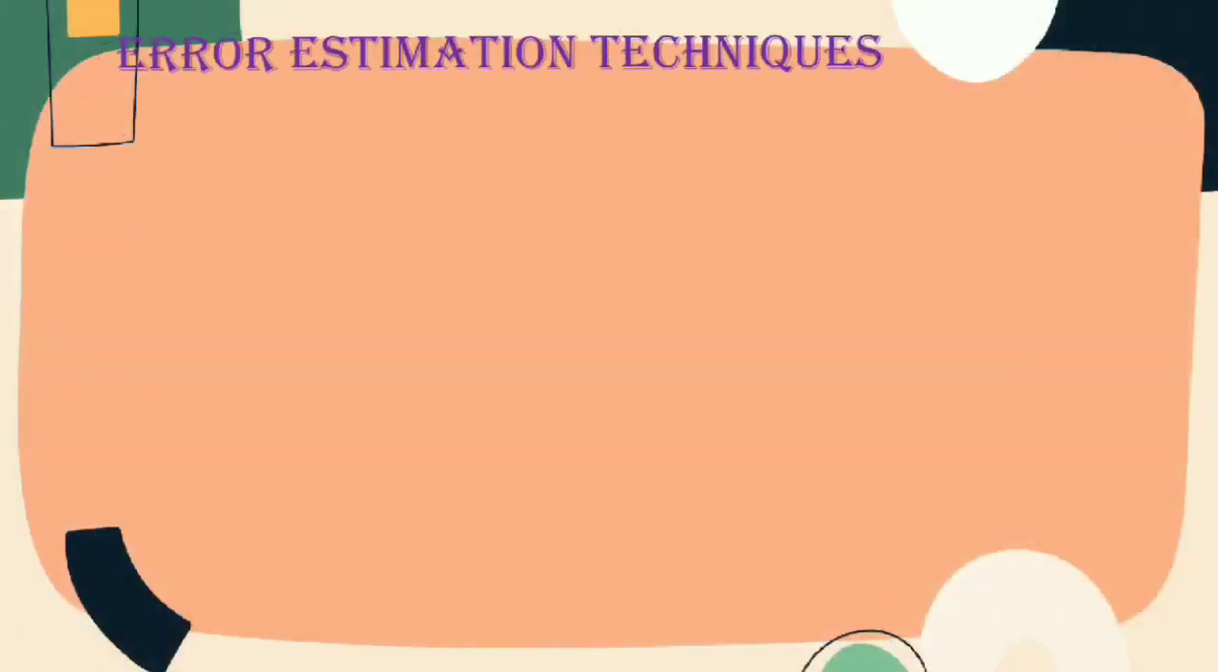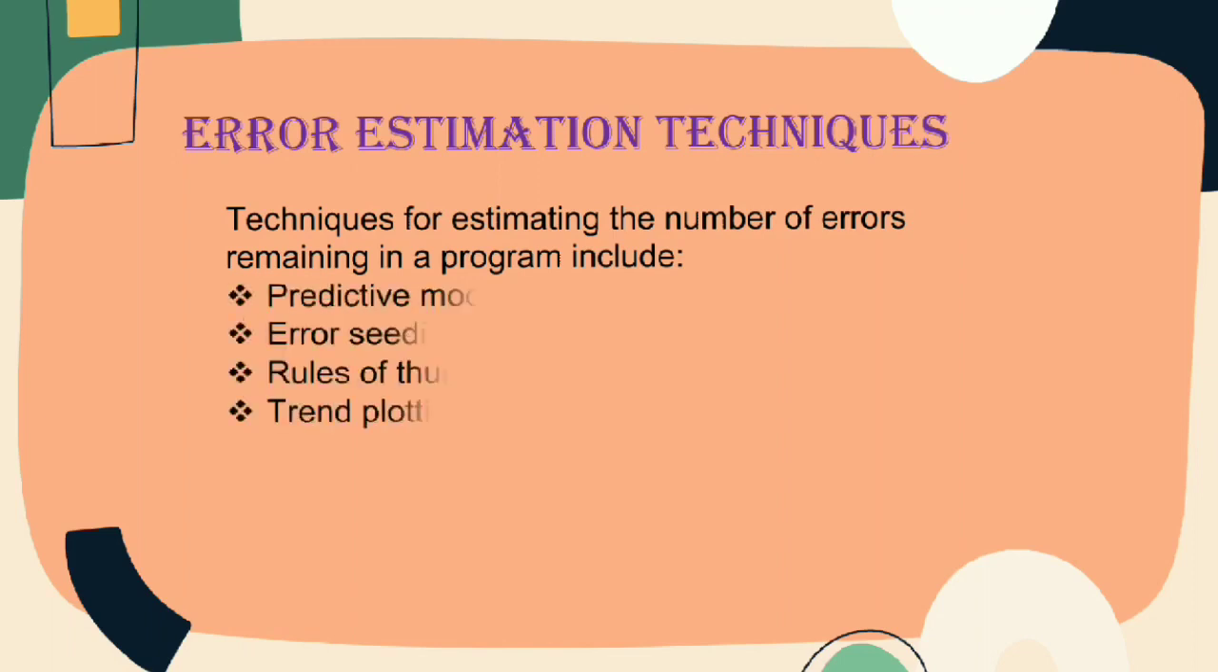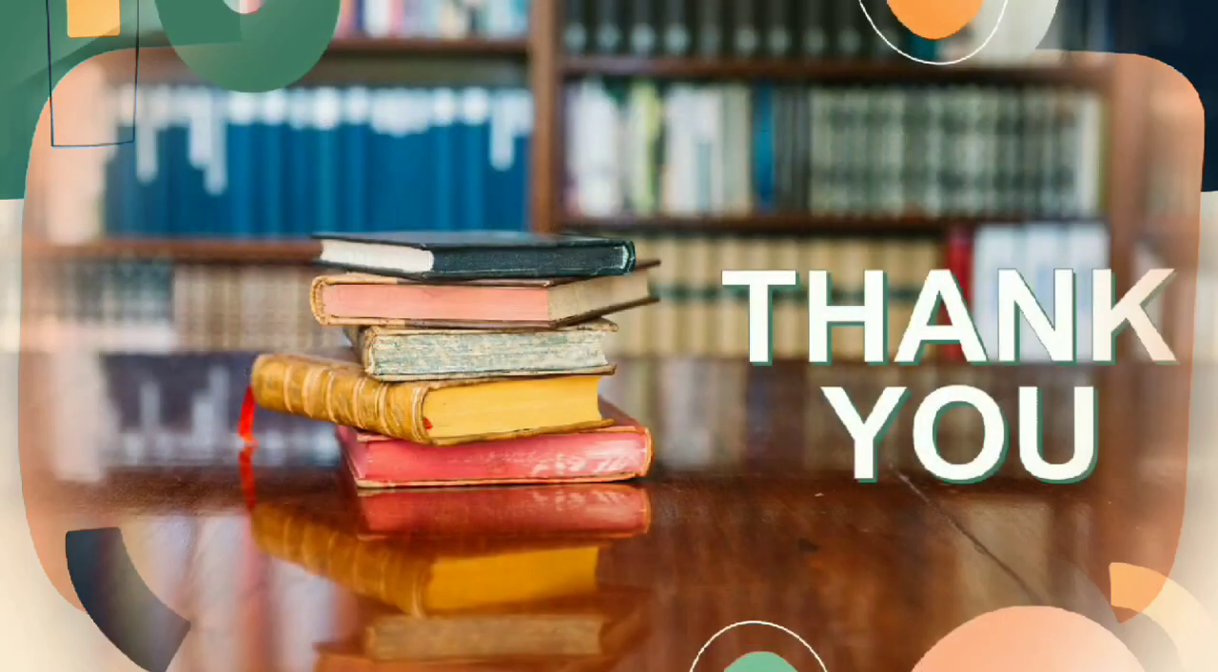Error estimation techniques. Techniques for estimating the number of errors remaining in a program include predictive models, error seeding, rules of thumb, and trend plotting.